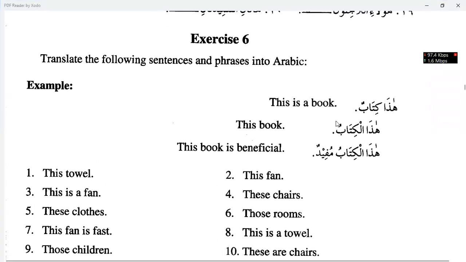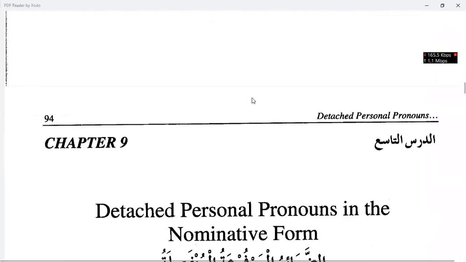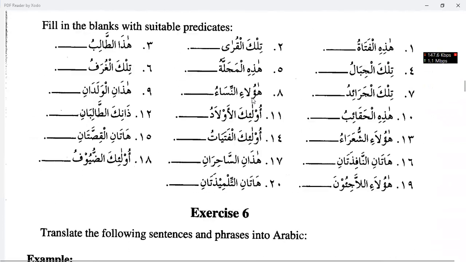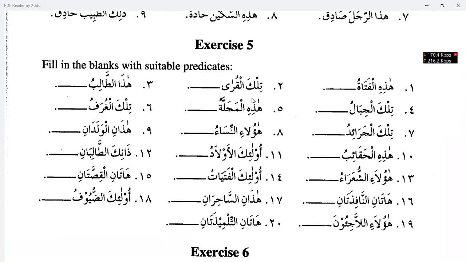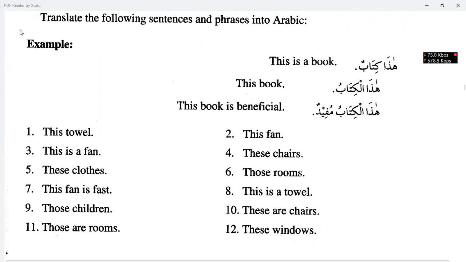Translate the following sentences and phrases into Arabic. Number 8, where it says ha'ulai nisa'u, what sort of khabar do we use? Is it plural or singular? Yes, we need plural khabar here. Okay. Translate the following sentences and phrases. Haza kitabun, this is a book. Haza kitabun nafi'un, this book is beneficial. So you need to translate them.